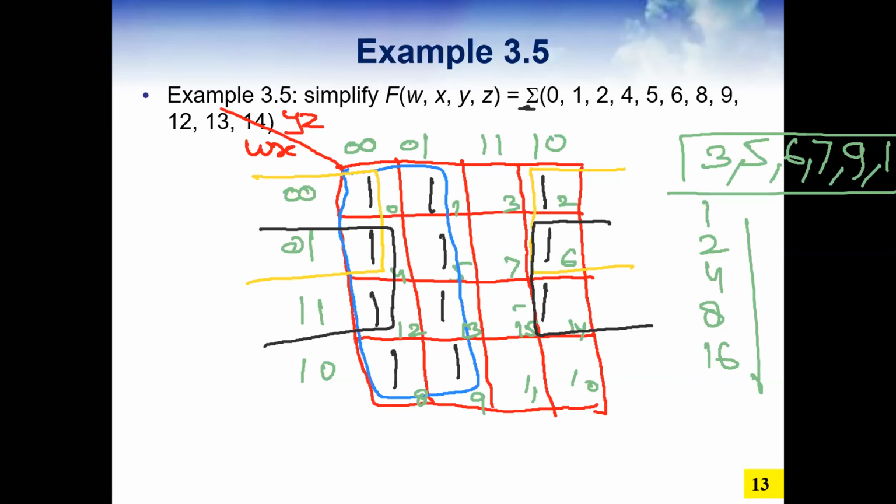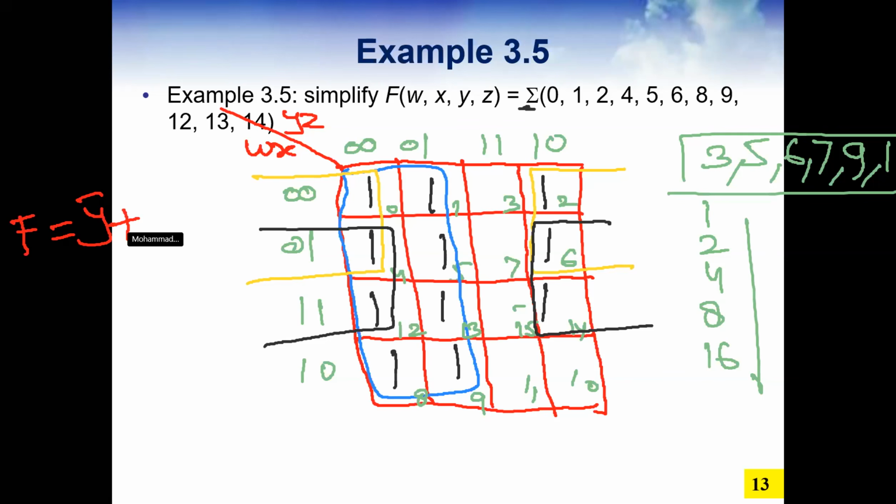F is equal to Y complement for the blue color, only Y complement. Absolutely right. Only Y complement in this equation we will be getting. So it's only Y complement. All right, Y complement. Now let's go for the yellow color. Z complement, check.